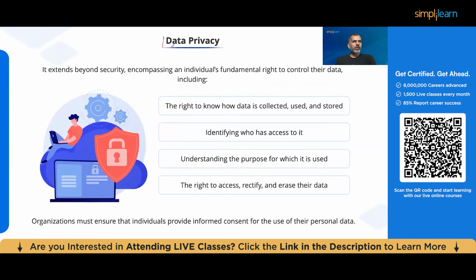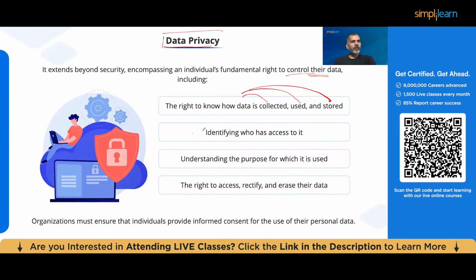Data privacy. After security, we talk about data privacy. Data privacy is basically the individual's fundamental right to control their data. Control over their data means they have a full right to know how the data is being collected, how it will be used, and how it will be stored. This is very important.